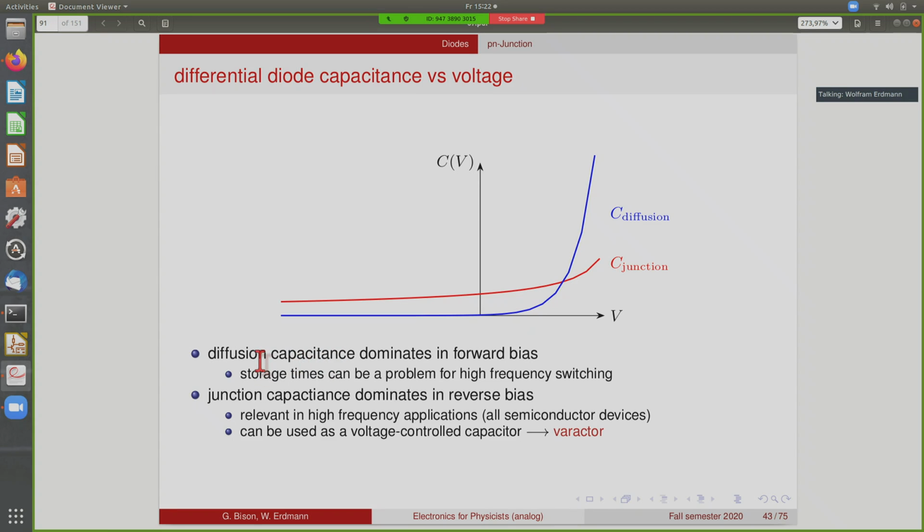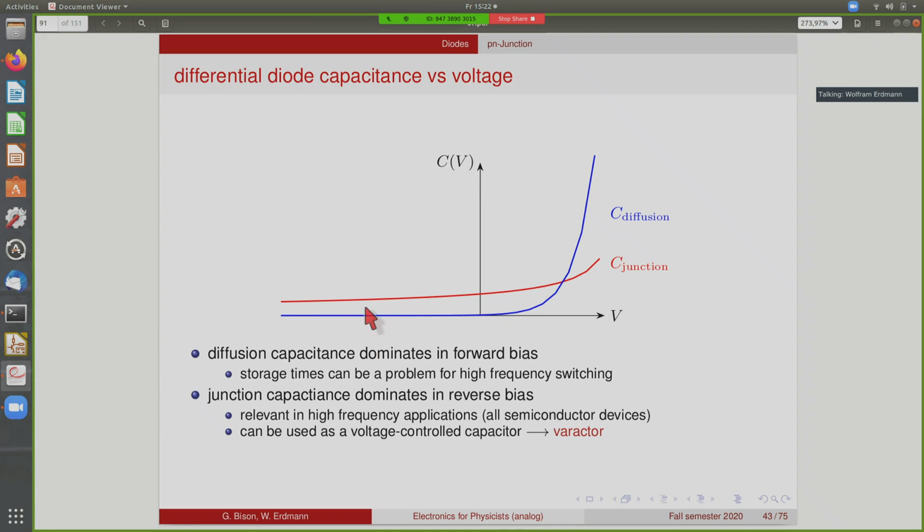So when you have applications where you switch a lot between forward and reverse bias, this diffusion capacitance becomes a problem for high frequency applications, while the junction capacitance dominates in reverse bias. And it can also be very important in high frequency applications, for instance in integrated circuits and in all semiconductor devices.